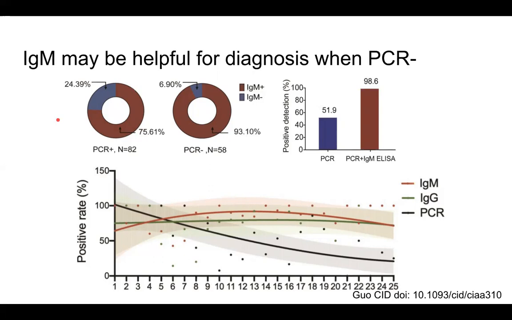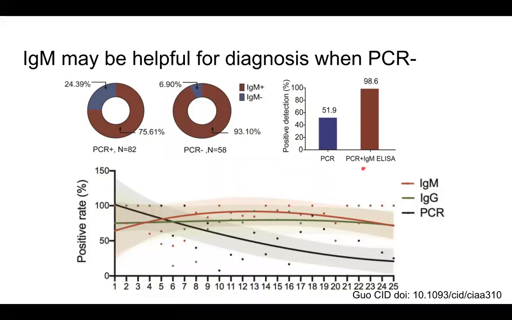Now, if you look at the figure on the top left, IgM was positive in 75% of confirmed cases and 93% of probable cases, perhaps related to the time after symptom onset that these samples were taken, again, remembering that PCR positivity seems to peak around the time of symptom onset. If you look at the top right figure, you can see that the positive detection rate increased from 51.9% to 98.6% when combining IgM with PCR compared with single PCR.